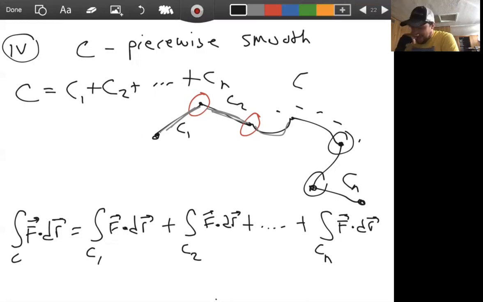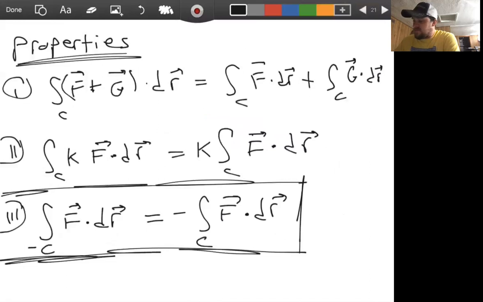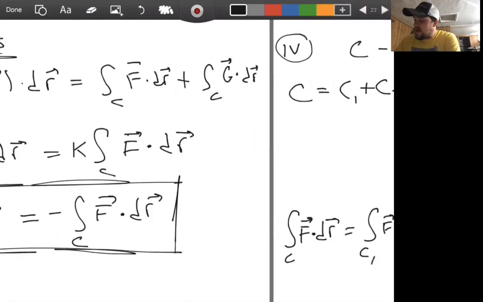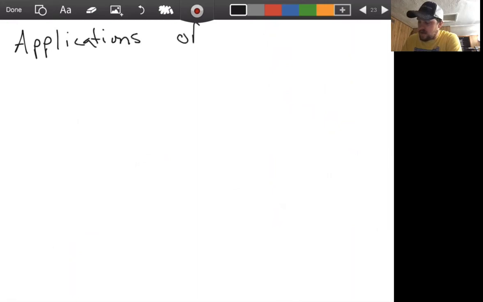Okay, and cool. So there's the definition of vector line integrals, the rigorous definition, the working definition, an example, some properties, and lastly, I want to spend maybe 5 minutes on applications of line integrals.